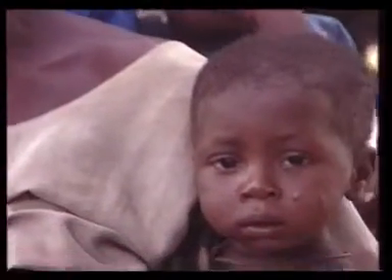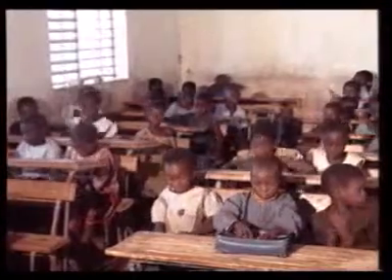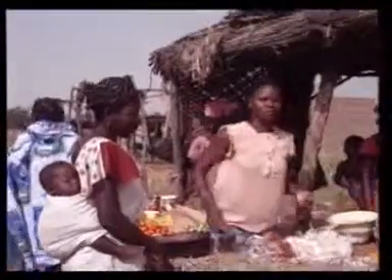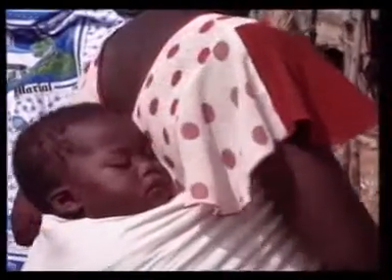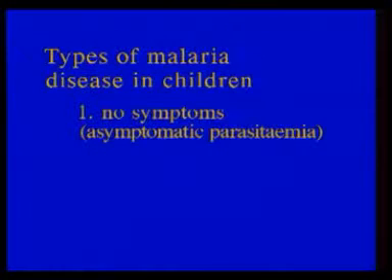In communities exposed to frequent infections with Plasmodium falciparum, most children develop some degree of immunity to the disease, even though they may still harbor parasites in their blood. Many children in this picture who are not at all sick may be infected with falciparum. Some infected children show no symptoms at all.